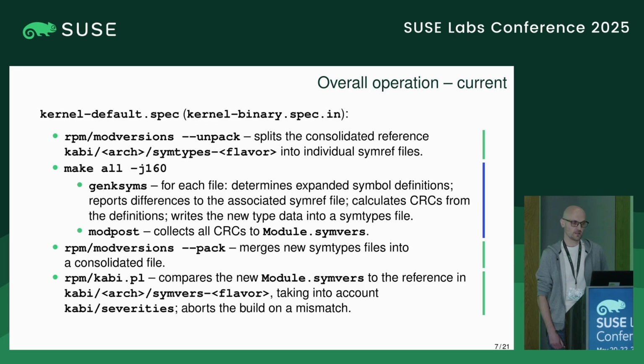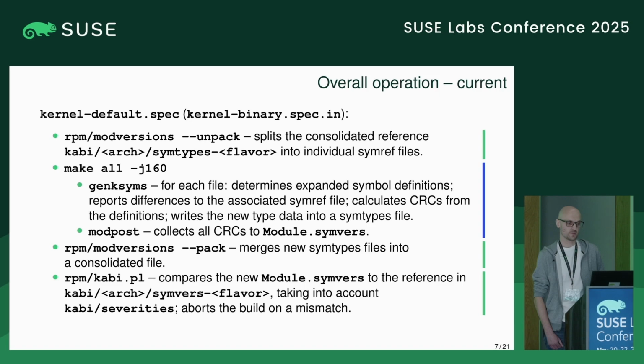for each source file, and for each file, it determines expanded type definitions of all exports within the file, reports any differences compared to the associated symref files, calculates simple CRCs from the expanded definitions, and writes the new type data into a symtypes file. The build also invokes another tool, modpost, which as part of its operation collects all calculated CRCs to the Module.symvers file. Following that, the mod-version script is invoked again, and this time it merges all the new symtypes files into a consolidated file.